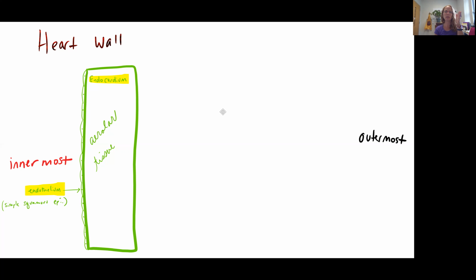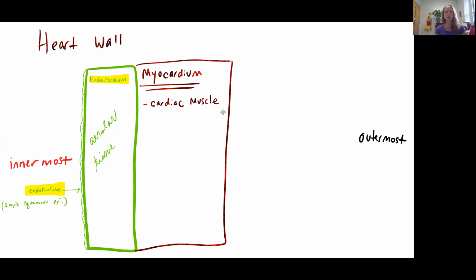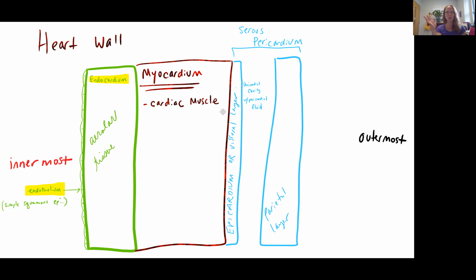In addition to having the endothelial cells, you're going to have areolar tissue, and then you're going to have your myocardium, which is composed of your cardiac muscle. And then on the outside of that, you're going to have that serous pericardium that we've already talked about. Right up there close to the myocardium, you have your visceral layer, which we can also call the epicardium. There is your cavity full of your pericardial fluid. And then you have your parietal layer of your pericardium.